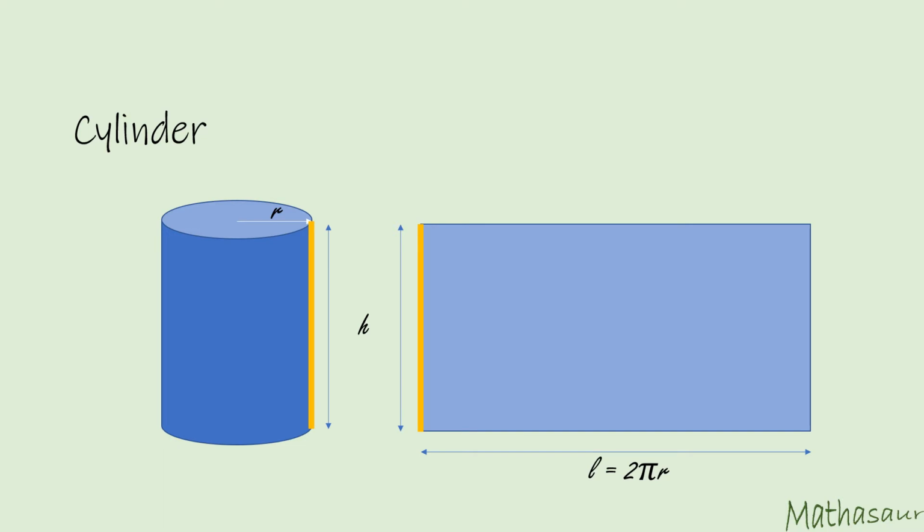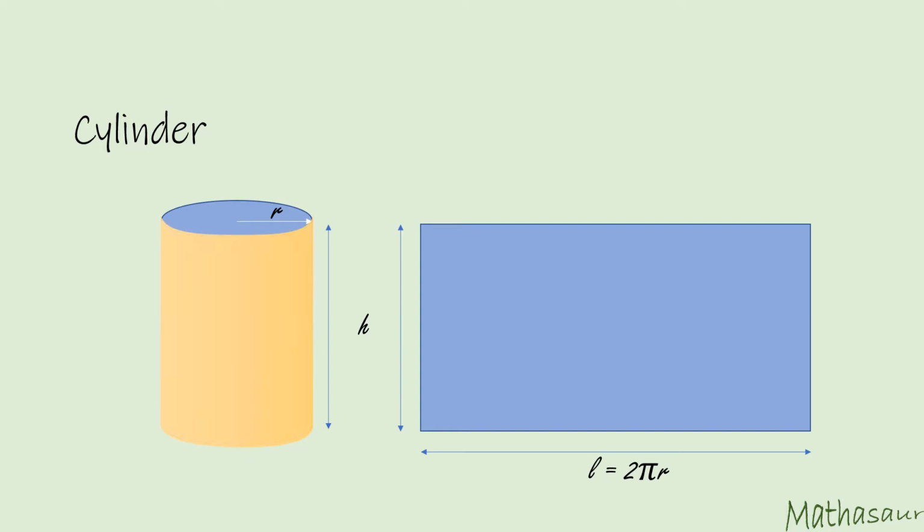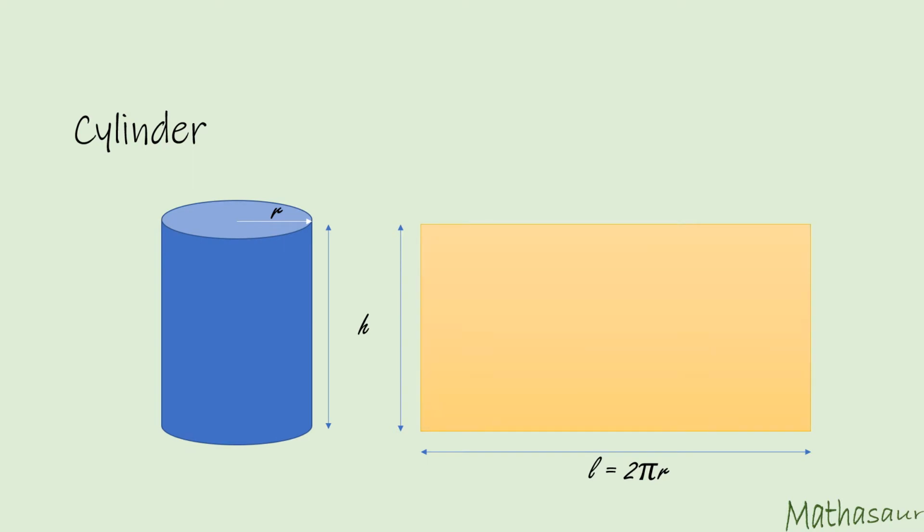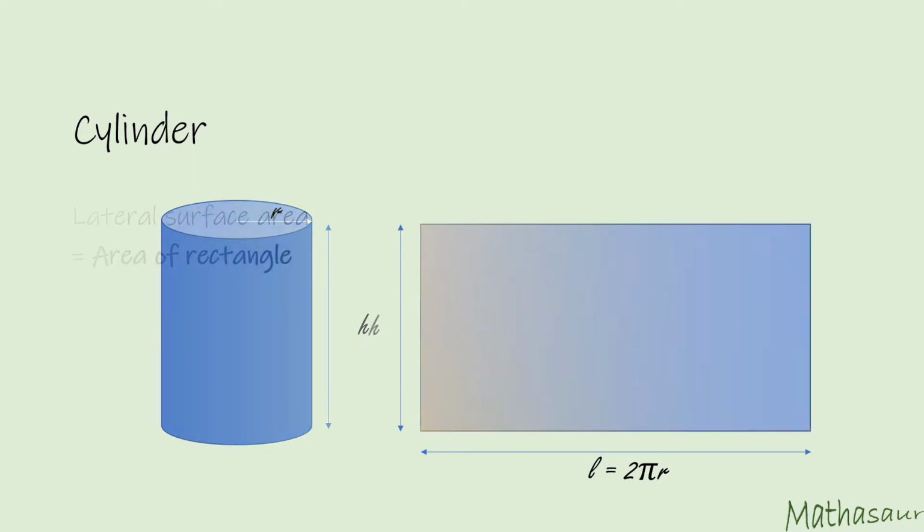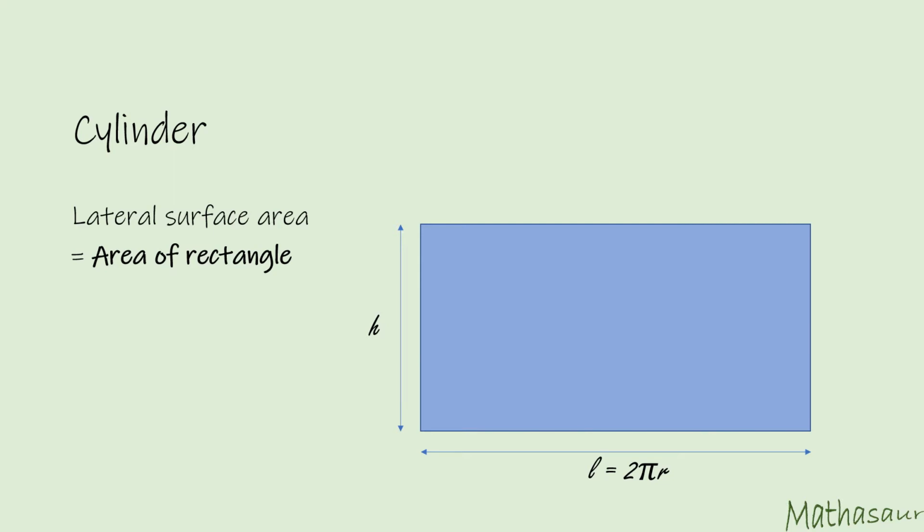And the breadth of this rectangle is same as the height of the cylinder. So, lateral surface area of a cylinder is equal to the area of this rectangle, which is length into breadth, or L into h, or 2 pi r into h.